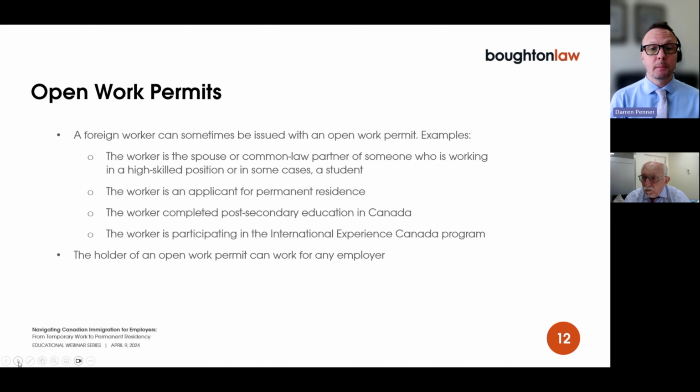Open work permits, sometimes you'll see that. You'll have a worker come to you and say they already have an open work permit. As long as the work permit is valid, there's no problem employing them. This can happen in situations where the worker is the spouse or common law partner of someone who's working in a high-skilled position, and in some cases is a student. Maybe the worker is already an applicant for permanent residence and they've received a bridging open work permit.